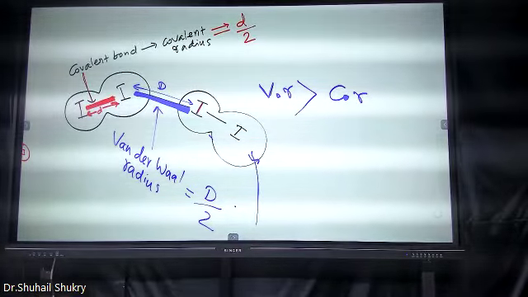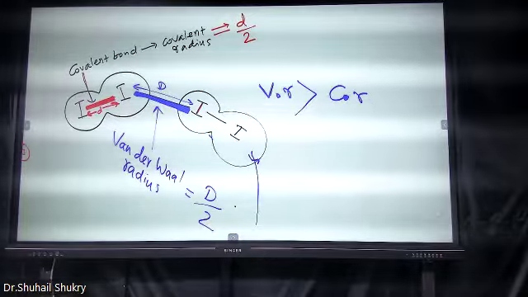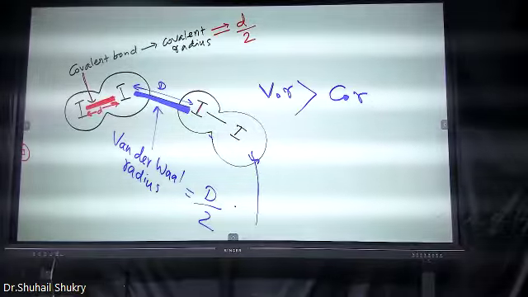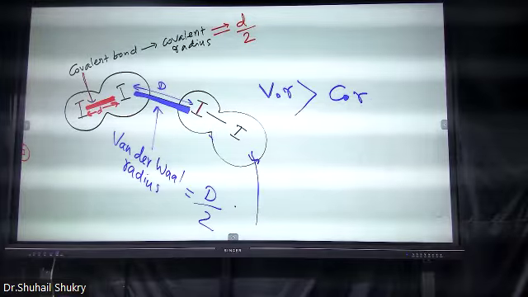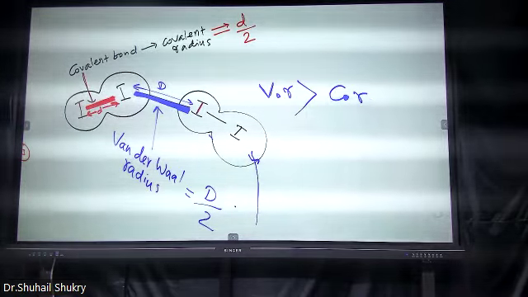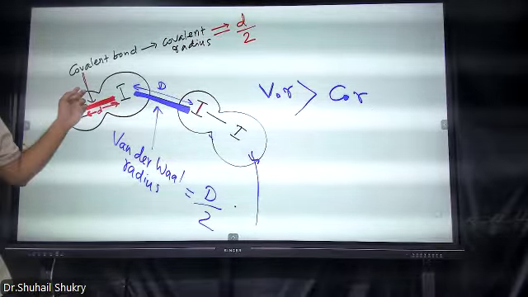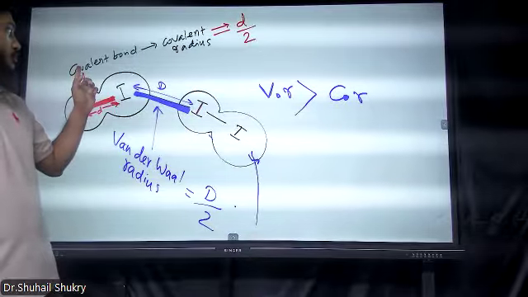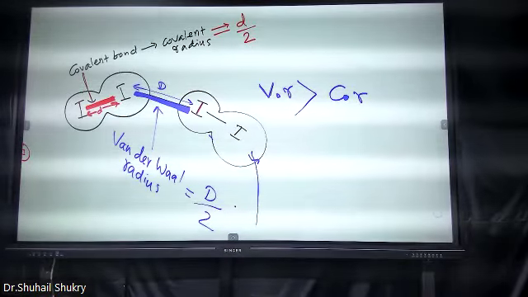Interaction between any two bonded adjacent atoms in a molecule is known as a covalent bond.